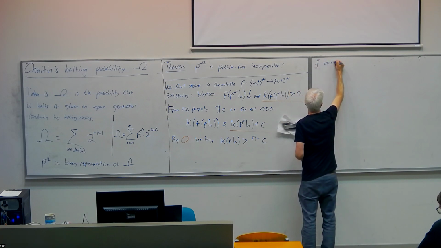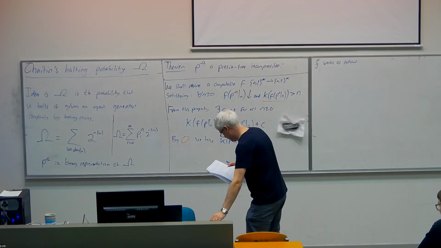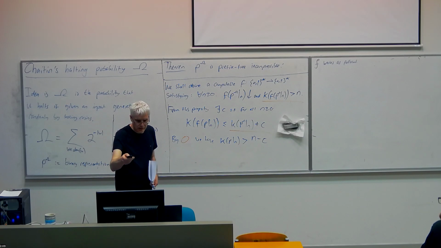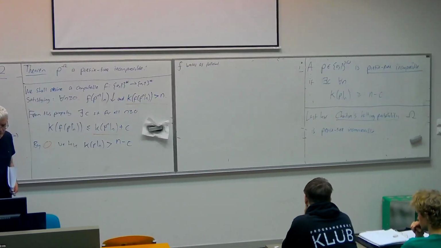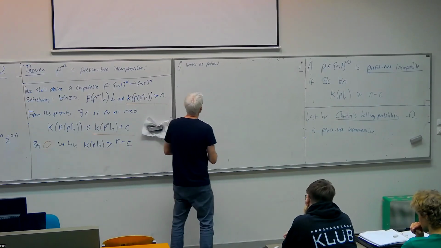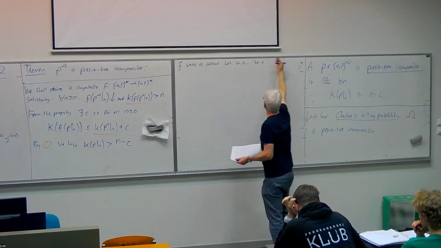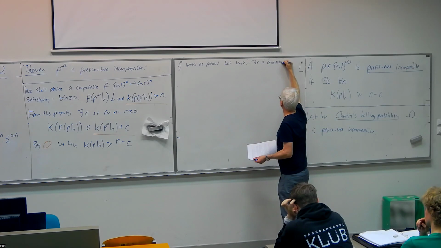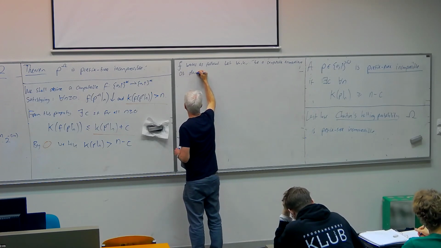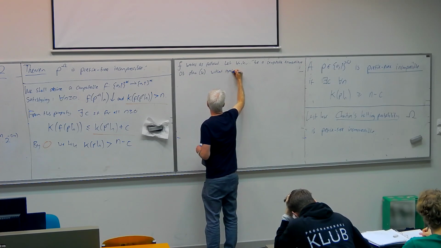It works as follows. Let W0, W1, and so on be a computable enumeration of the domain of U without repetitions.